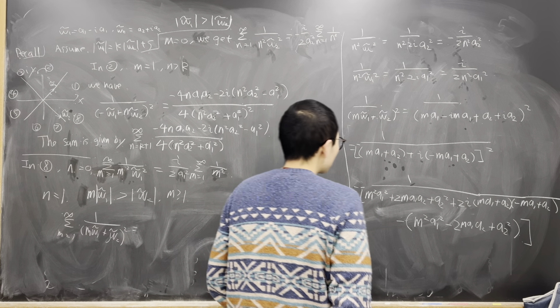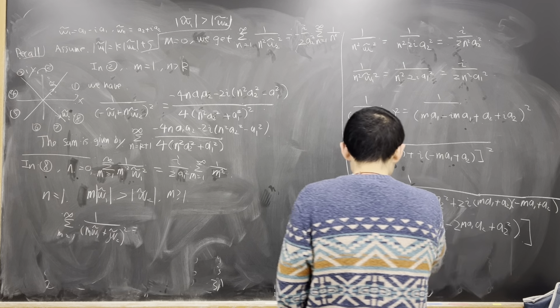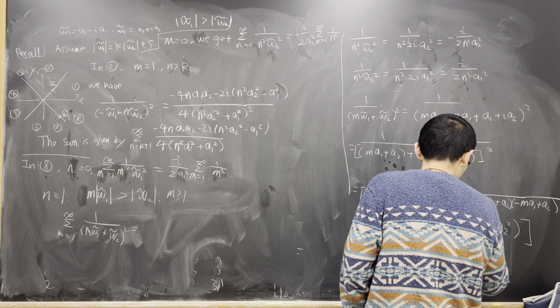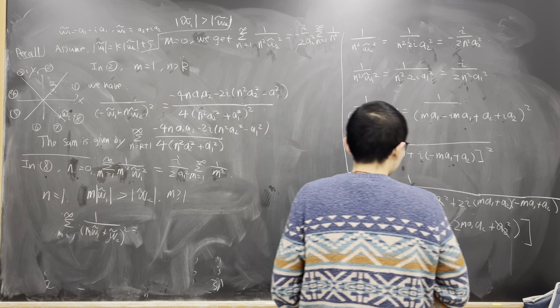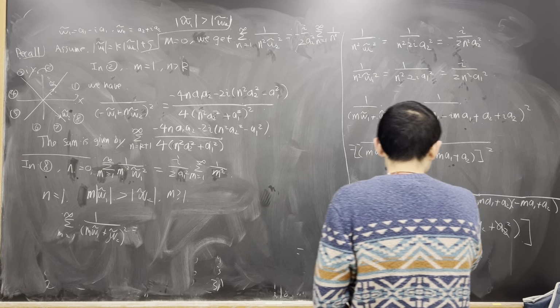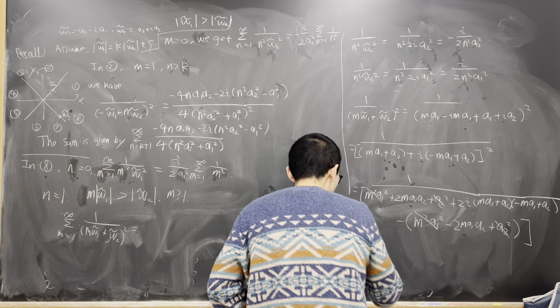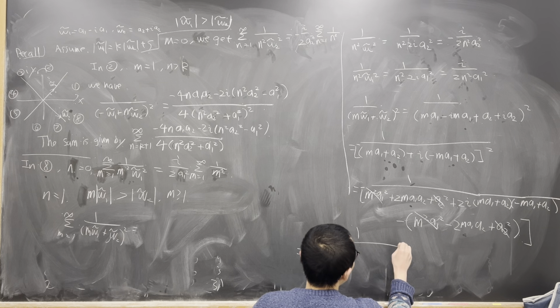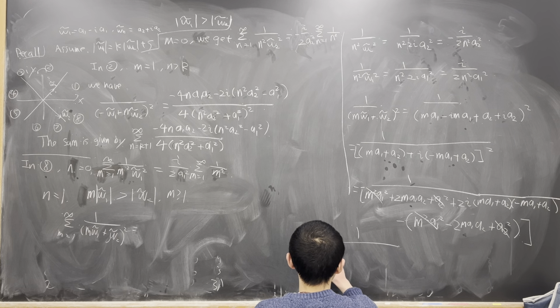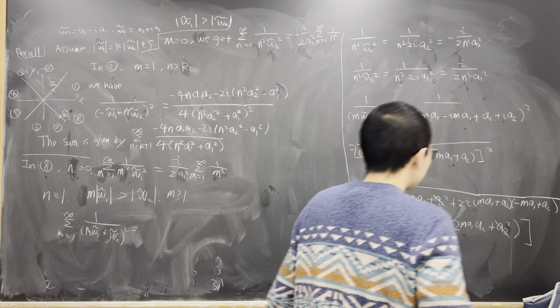So what does this cancel to? Namely, this term and this term cancel out. This term and this term are being cancelled out. And also I'm left with this term, right? 4 m a1 a2. Okay.